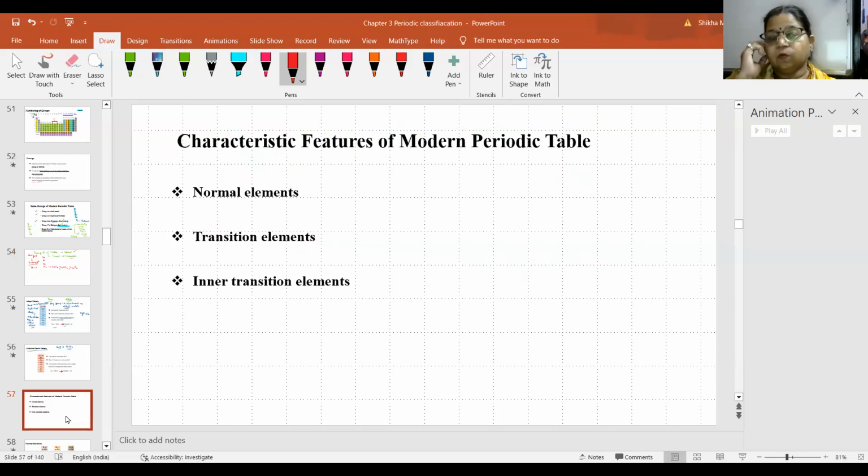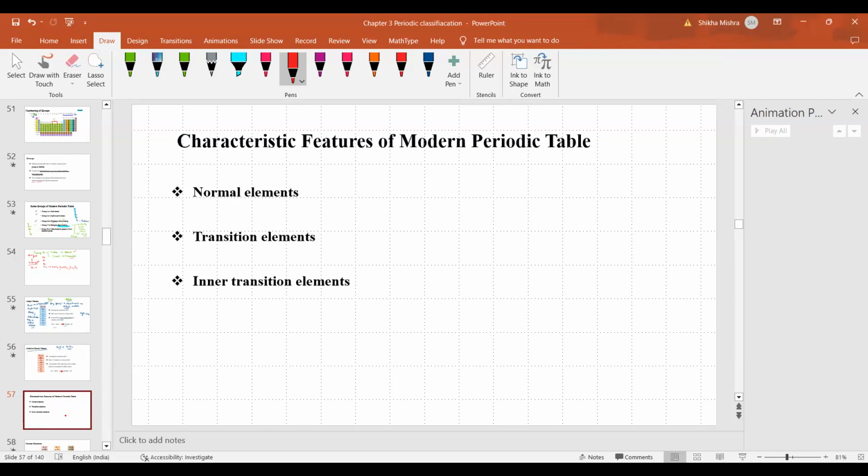We will talk about normal elements, transition elements, and inner transition elements. Any idea? Can somebody tell me what the normal elements are? S block elements. I didn't hear you. Who was that? Ria. Normal elements are S block elements, I'm not sure, it's just a guess. Okay. I just heard S block elements. If I have missed anything, then please repeat, Ria.